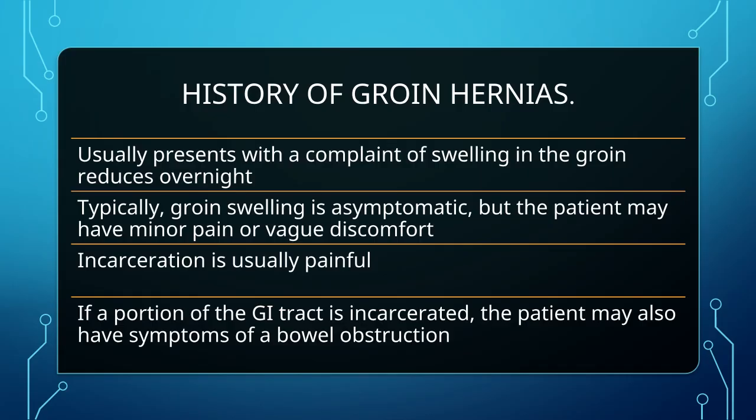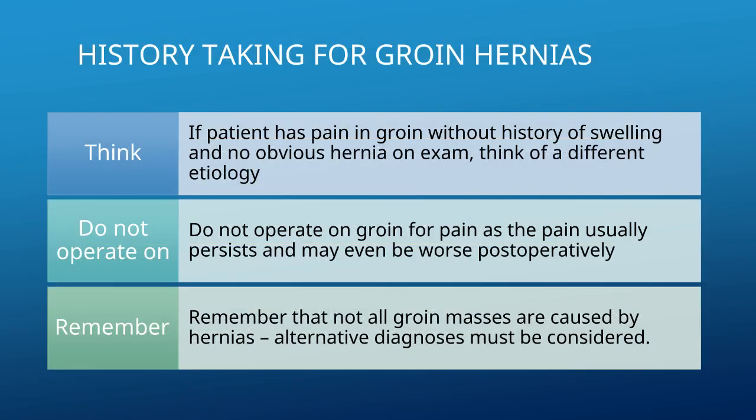An important danger sign is incarceration, when the hernia does not reduce, which is often painful, and, more seriously, strangulation may occur when incarceration is complicated by loss of blood supply to the hernia contents. This can be life-threatening. If the bowel is stuck, i.e. incarcerated, the patient may present with symptoms of intestinal obstruction like nausea, vomiting, and abdominal distension, which is a surgical emergency.